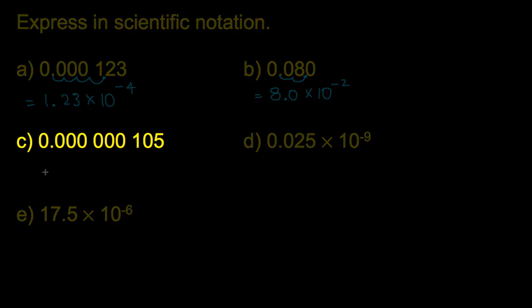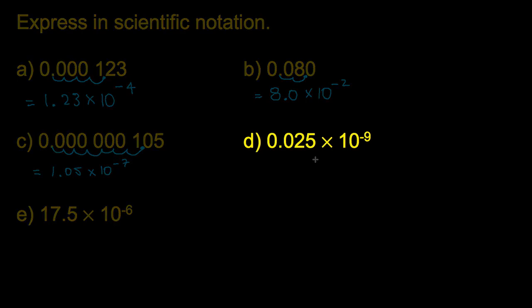On to 0.000000105. Well, if I look to where I need to move the decimal, I need to locate it here once again. So that will place one digit that's non-zero, in other words, a digit from 1 to 9, on the left-hand side of the decimal. Let's count. 1, 2, 3, 4, 5, 6, 7 spaces I've moved that. That is 1.05 times 10 to the negative 7.